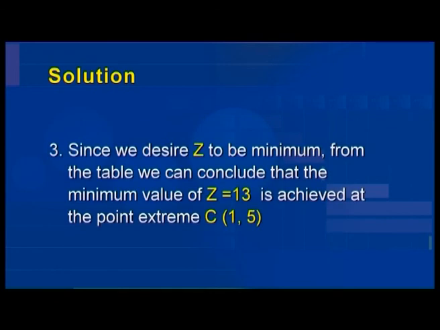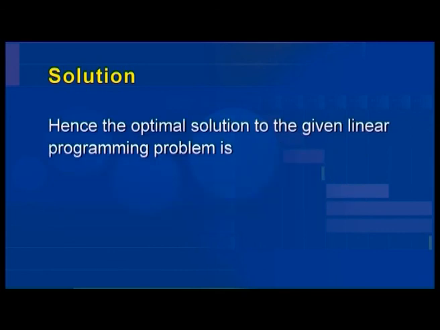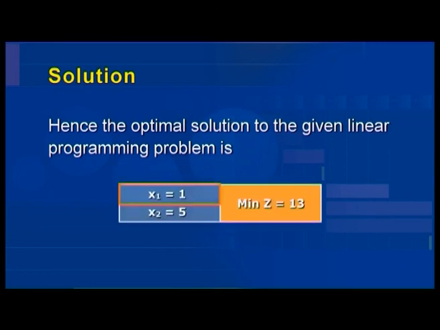Since we desire Z to be minimum, from the table we can conclude that the minimum value of Z = 13 is achieved at the extreme point C (1, 5). Hence, the optimal solution to the given linear programming problem is x1 = 1, x2 = 5, and minimum Z = 13.